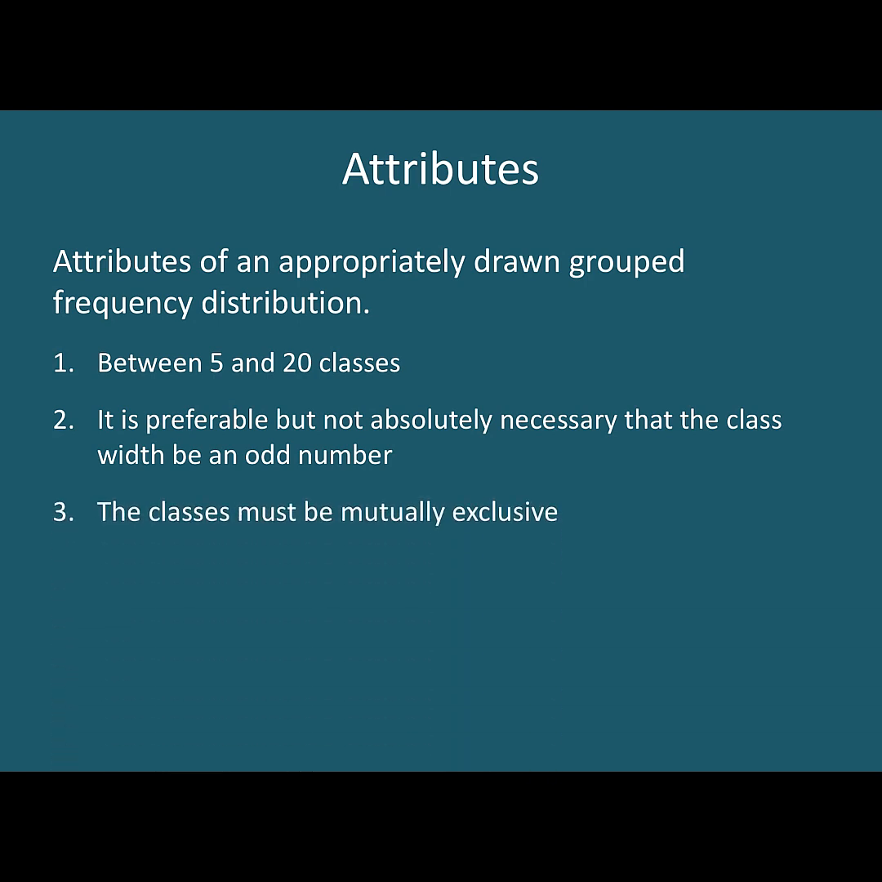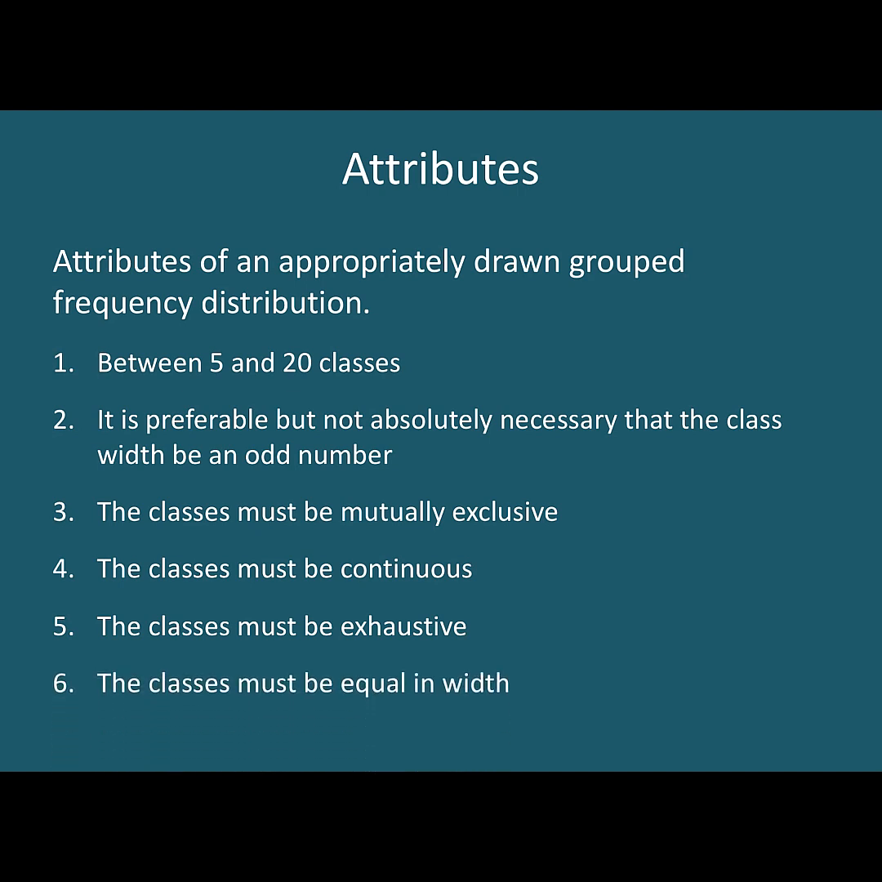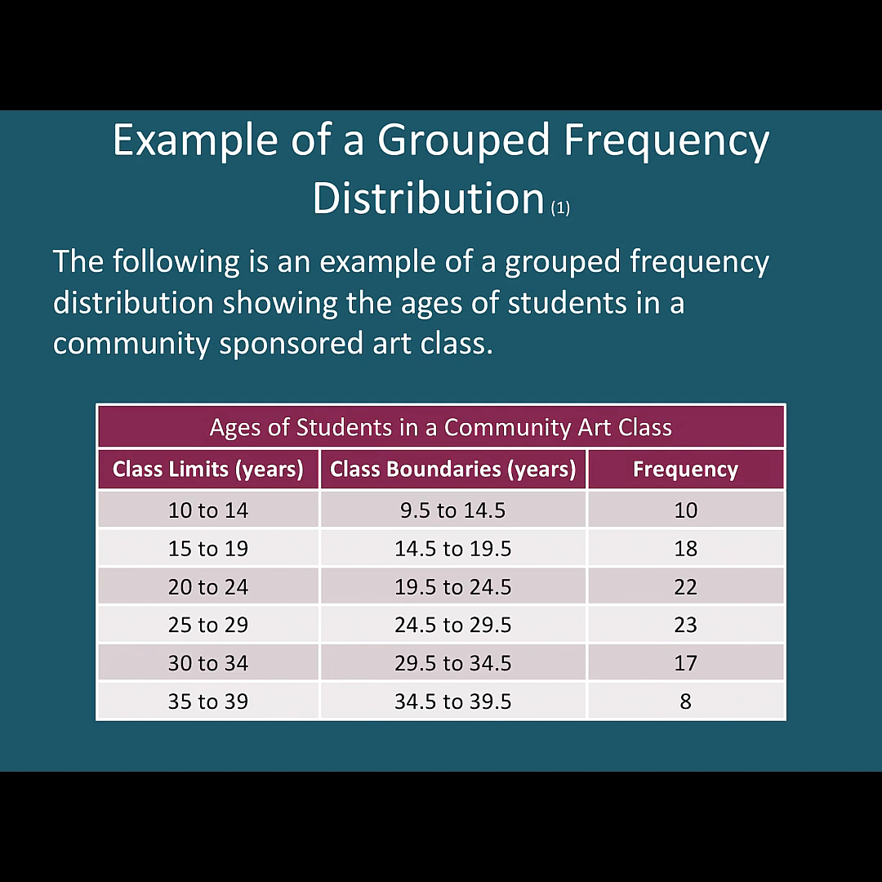3. The classes must be mutually exclusive. 4. The classes must be continuous, meaning there should be no breaks between classes. 5. Classes must be exhaustive, meaning that all dataset must be covered from the classes. And 6. The classes must be equal in width. Now here's an example of a typical grouped frequency distribution.